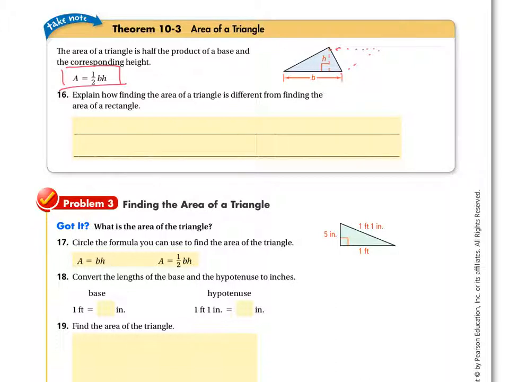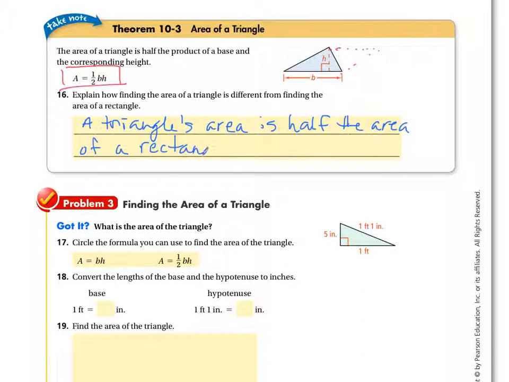So, explain how finding the area of a triangle is different from finding the area of a rectangle. A triangle's area is half the area of a rectangle or a parallelogram.